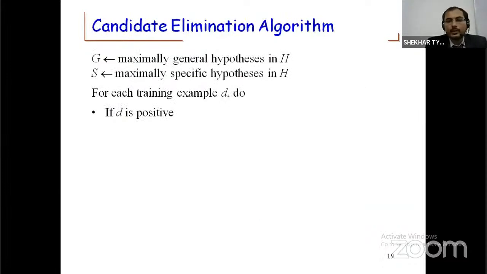Now, the second very important algorithm that we are going to discuss is the candidate elimination algorithm, and what are the candidate elimination algorithmic parameters that we should care about. So let G and S be the maximally general and specific hypotheses in H. H is the complete hypothesis. We have some specific hypothesis that is part of it, and we are representing it with the help of S.